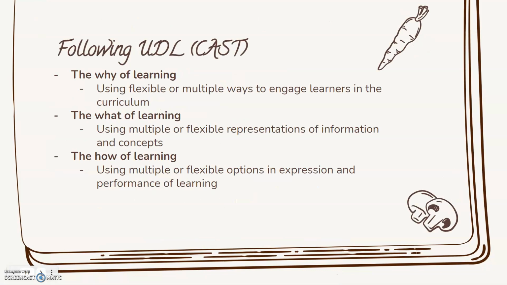UDL can help educators develop programs that are not only good for a student with CP, but for many others in the room as well. The Center for Applied Special Technology, or CAST, followed universal design principles to support learning environments that are accessible for all. They developed a plan for all learners that follows the basic approaches of the why of learning, the what of learning, and the how of learning.